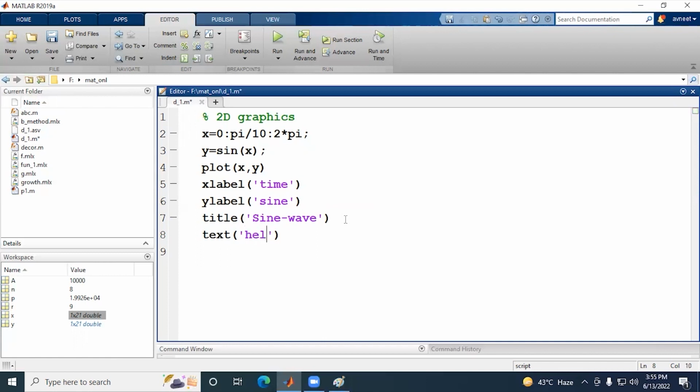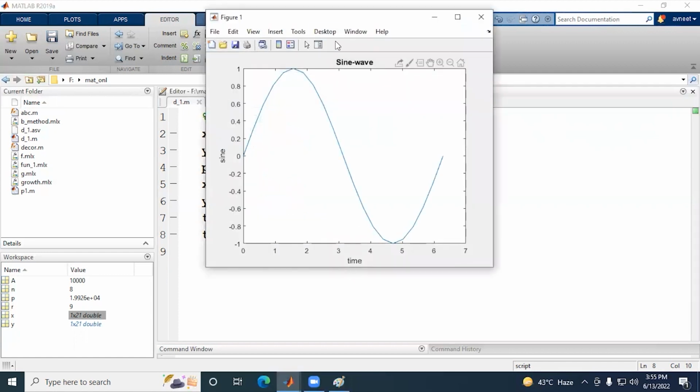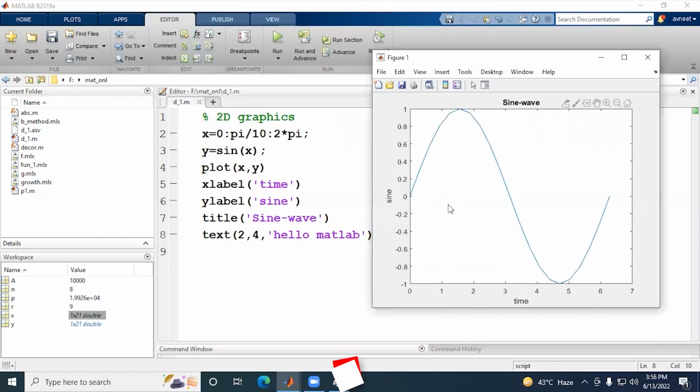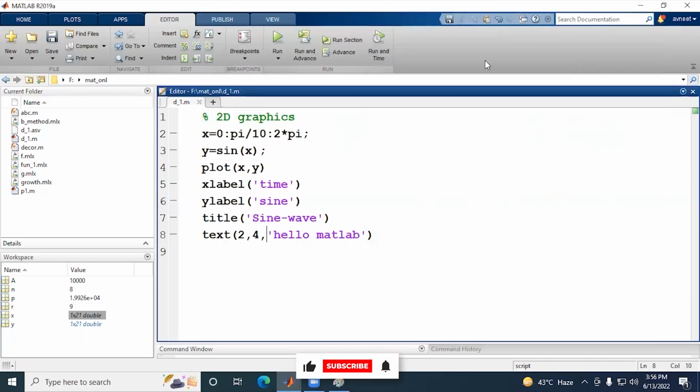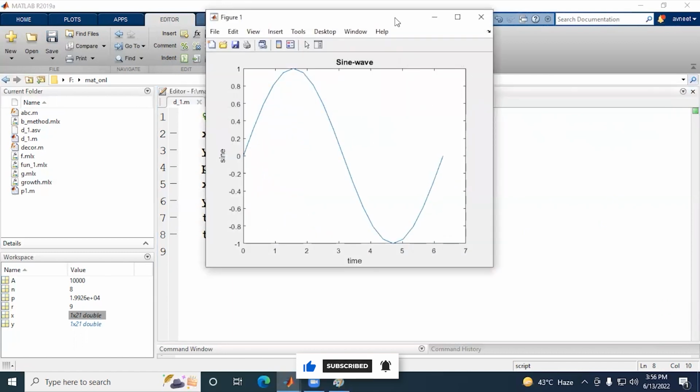Okay, so I am writing hello MATLAB. But where am I writing it? I need to mention the point where I'm going to write this. It is at 2 comma 4. 2 comma 4 means on the x-axis it's 2, on the y-axis it is 4. That's my case.